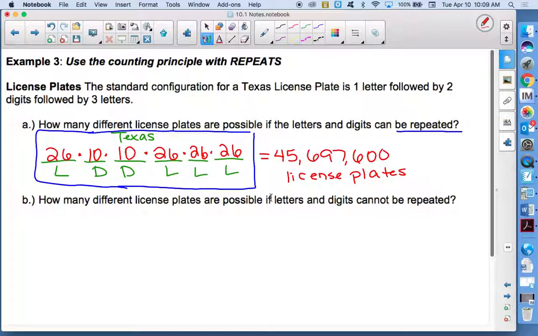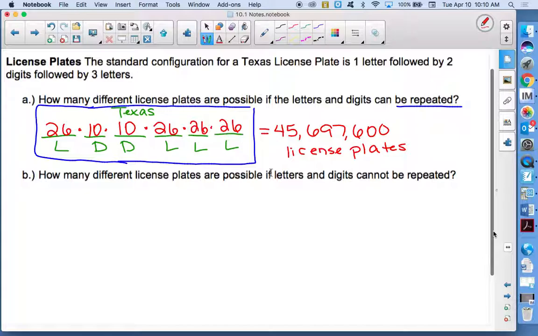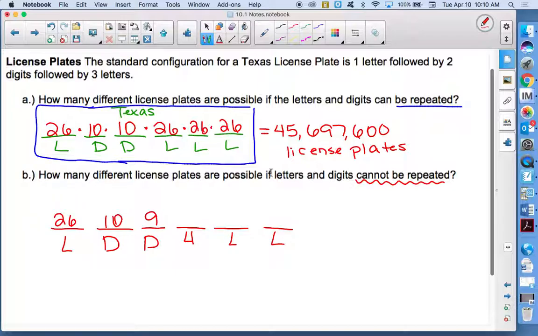So for letter B, it says how many different license plates are possible if you cannot repeat the letters or the digits. How would it change? Paige? It would decrease by like 1 every time. So it'd be 26 times 10 times 9 times 25 times 24 times 23. So she said each time it would decrease. Once you use a letter or a number, you can't use it again. So that means it's taken away as an option.